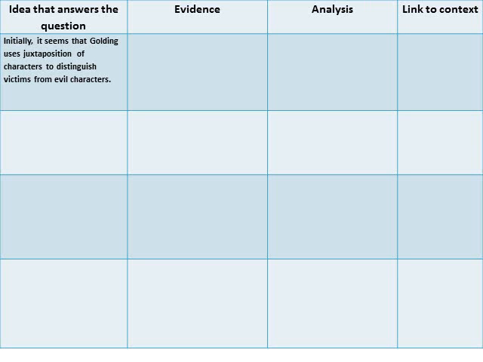Bearing all of that in mind, I'd suggest that you set out your planning a bit like this. For this video we're going to plan in a much more detailed way than you would actually have time to do in an exam, but it's good practice to see how to put ideas together. So the first thing I need to do is to come up with my ideas that answer the question, and they'll go as follows. Initially it seems that Golding uses juxtaposition of characters to distinguish victims from evil characters. So for that question we could look, for instance, at the difference between Piggy and Roger.